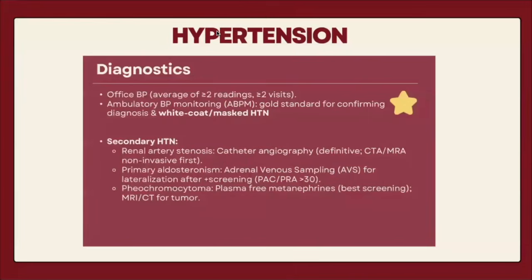So some diagnostics that you can run to diagnose a patient with hypertension. First of all, you do office blood pressure, so that's in-house, and you get an average of 2 readings, 2 visits. Now, there's something called white coat or masked hypertension. Does anyone know what that is? White coat is when you have hypertension in the hospital, but when you get home, it's better.